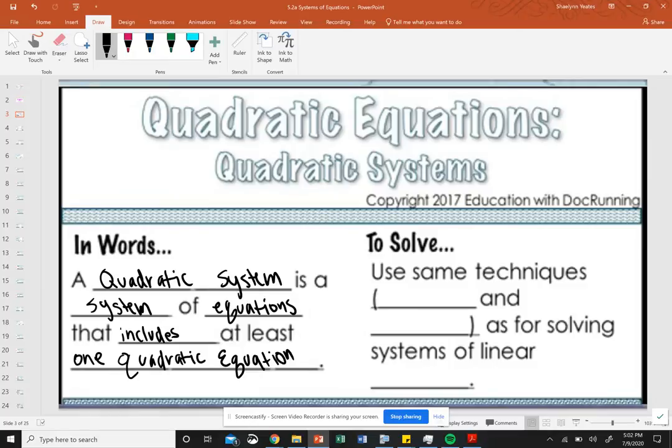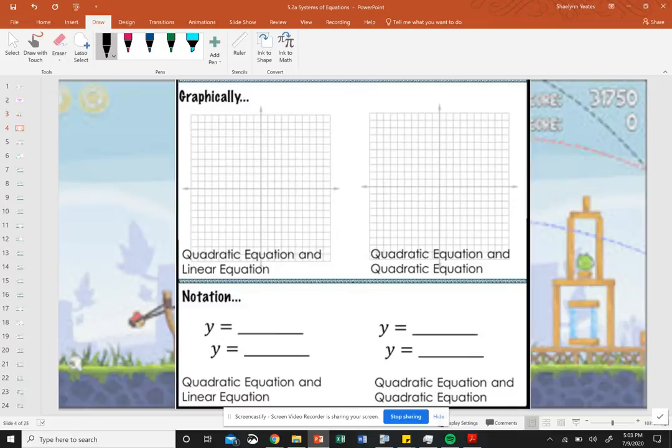Okay, and to solve, we use the same techniques of substitution and elimination and graphing, and there's a ton of them, but I'm just going to write down graphing and algebraic. Algebraic includes things like matrices. It includes things like substitution, elimination, all of those, as for solving systems of linear equations. Okay? All right.